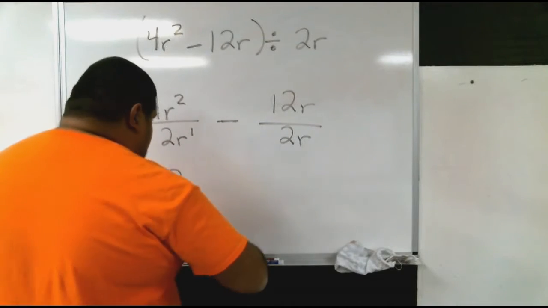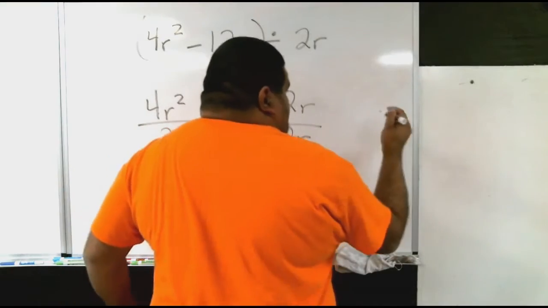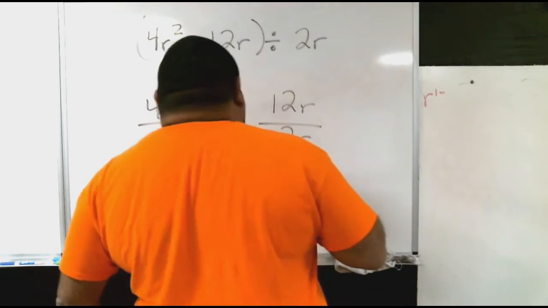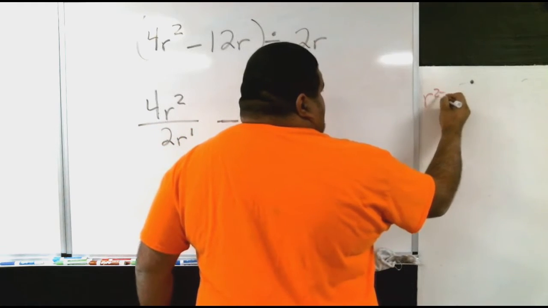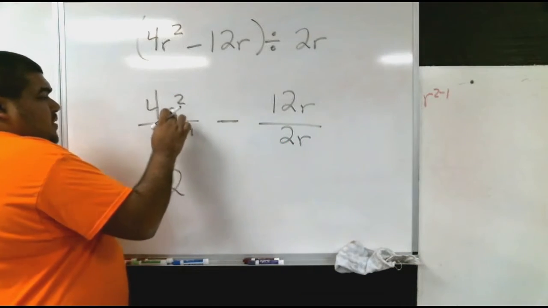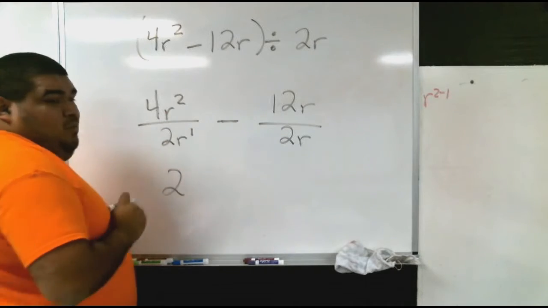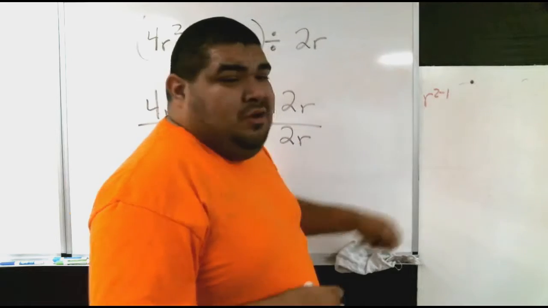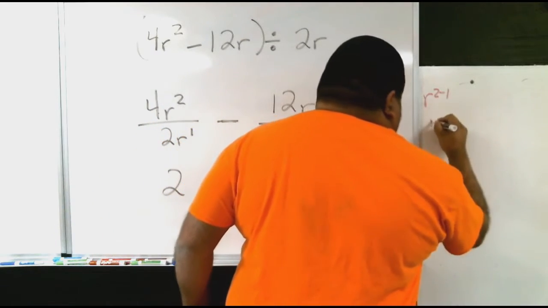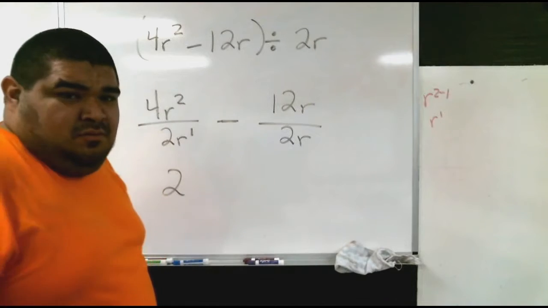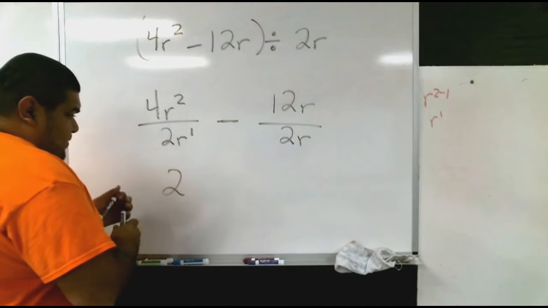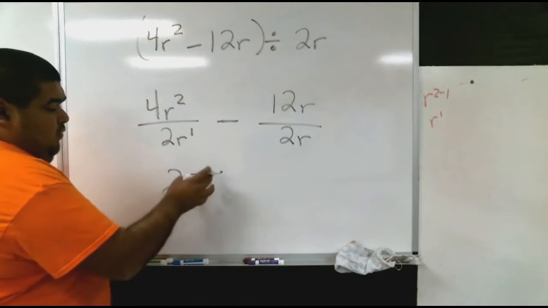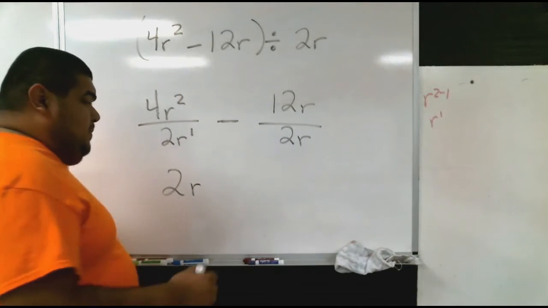Let's use another color here. I'm going to do the side over here. I'm going to do r to the 1 minus, in this case it's the 2 first, 2 minus 1. So the division becomes a minus. So we have r to the 2 minus 1, which in this case becomes r, or r to the 1. So our next number is r. If you want to put the 1 in there, that's fine. I usually don't put it in there because it's just a 1.